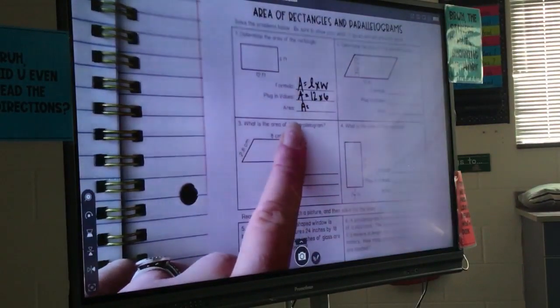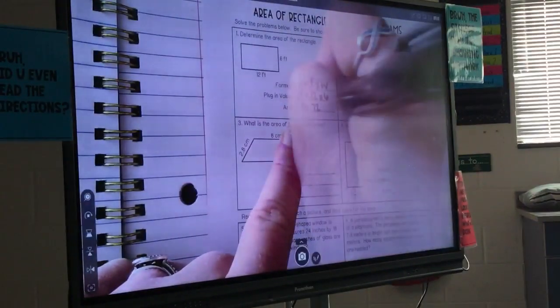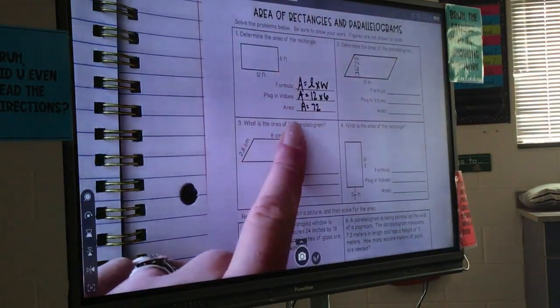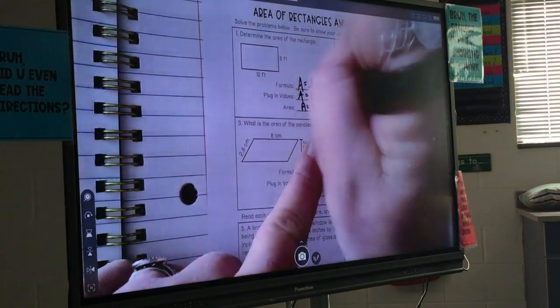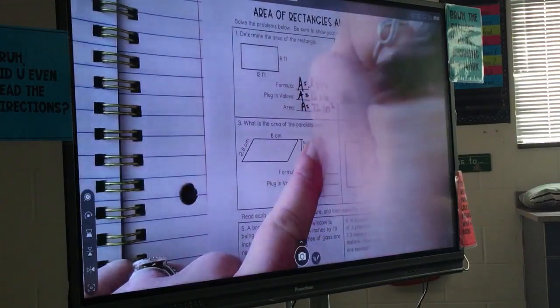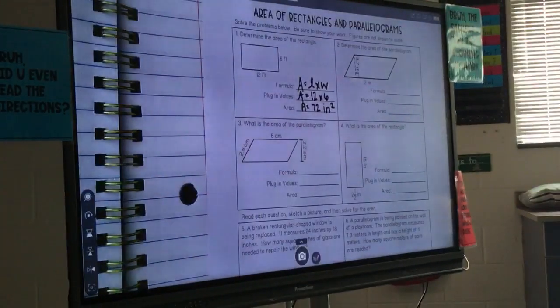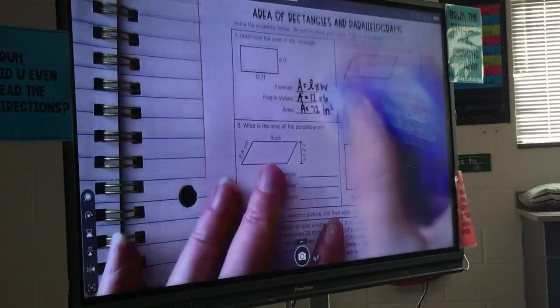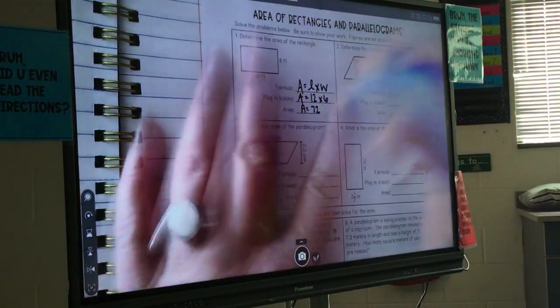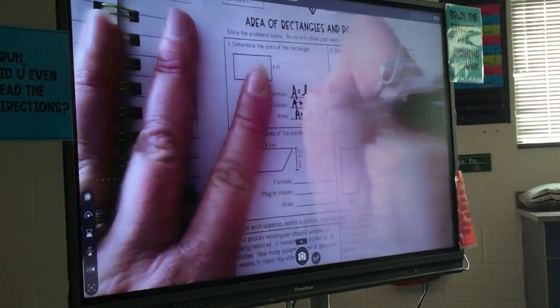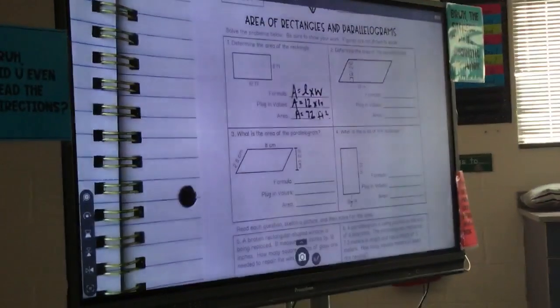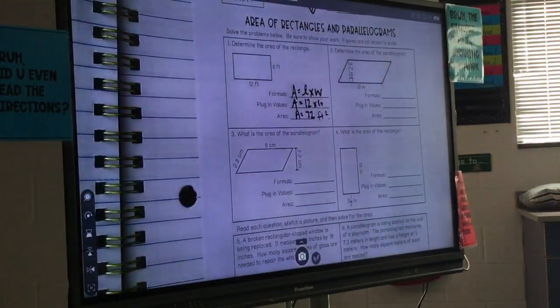Christian? 72. Not 72. Why is it not 72? 72 what? 72 squared. No, 72 inches squared. Wait, no, feet. Sorry, feet. Same thing. It's all the same. No, it's not. 72 feet squared. So if you just wrote 72, you would not get credit for your homework. You've got to get used to writing whatever the unit is squared.